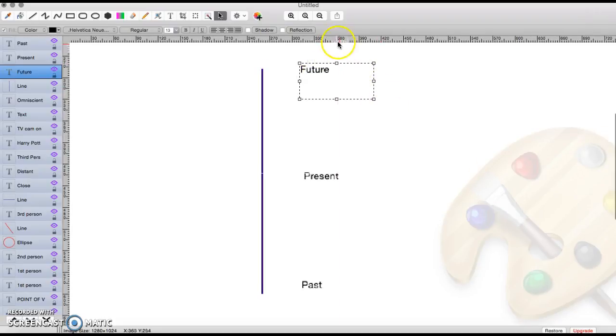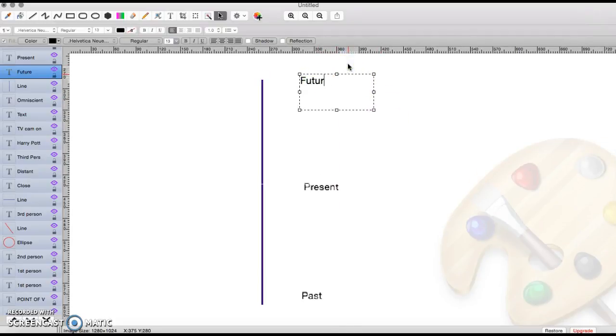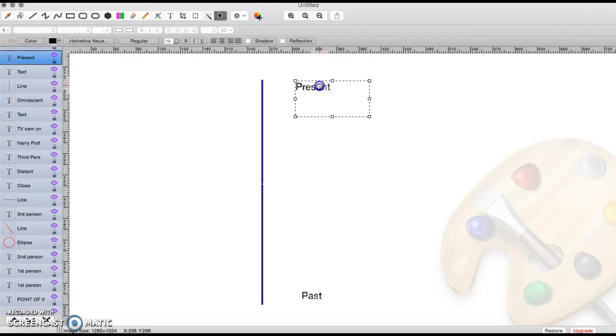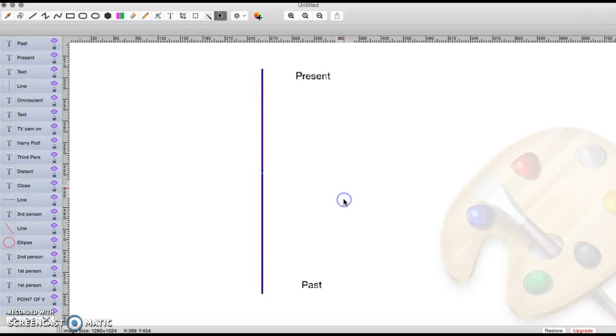So we're just going to delete that one there. And we're just going to move present up here so that we've got a bit more room. So pretend that this line continues up to the top here and goes off the top, and we've got the future up over there. But for now, we just want a bit more space between the present and the past.